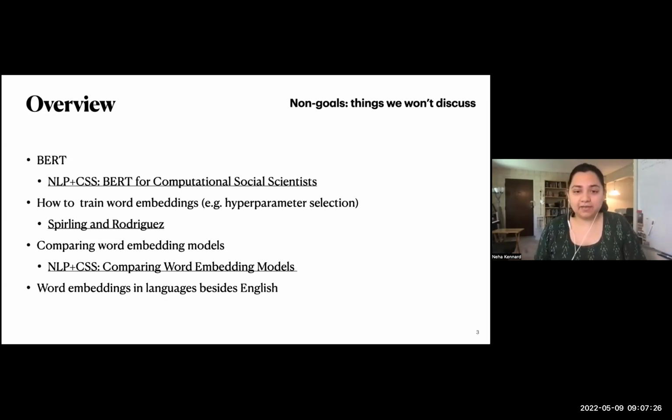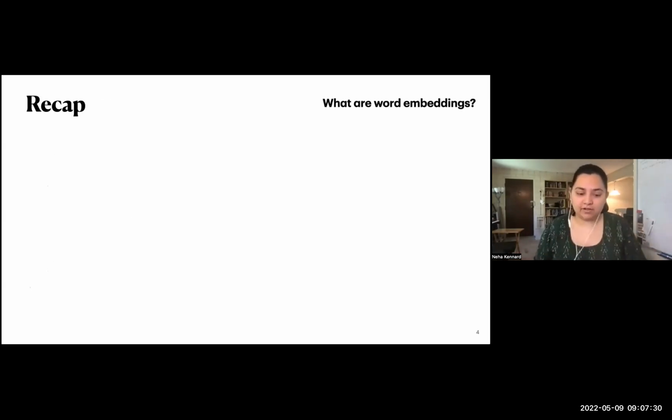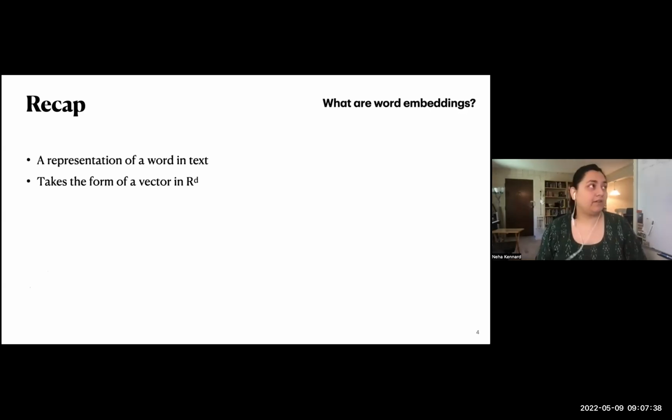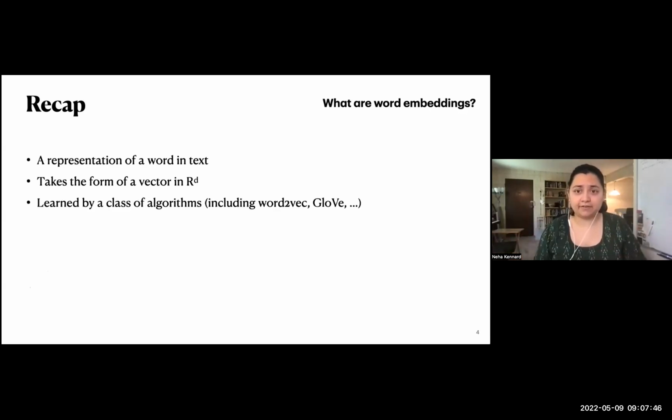So let's do a quick recap of stuff that's probably familiar to you, just to get us all on the same page. So what exactly are word embeddings? They're representations of words in text. They take the form of a vector in R^D, so a list of D real numbers where D is the dimension of the vectors. And they're learned by a class of algorithms, including Word2Vec, GloVe, and FastText and others, but Word2Vec and GloVe are the ones we're going to focus on today.